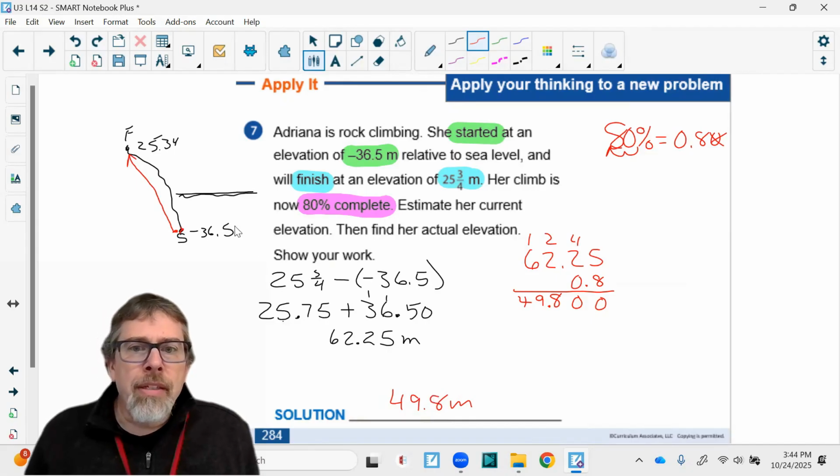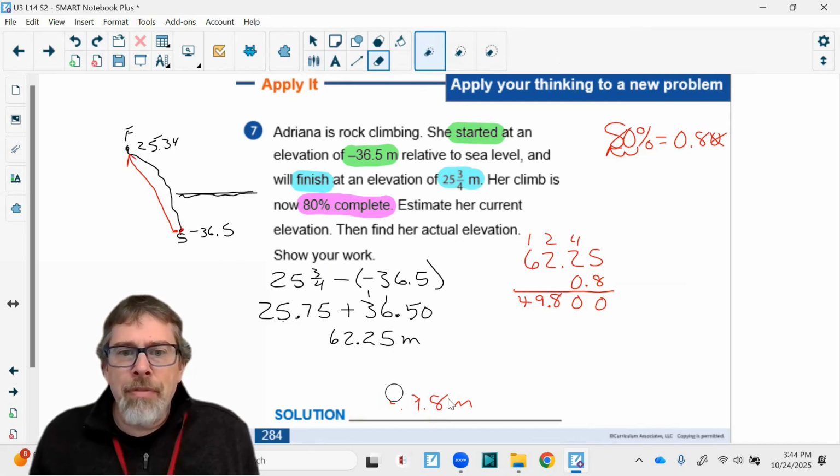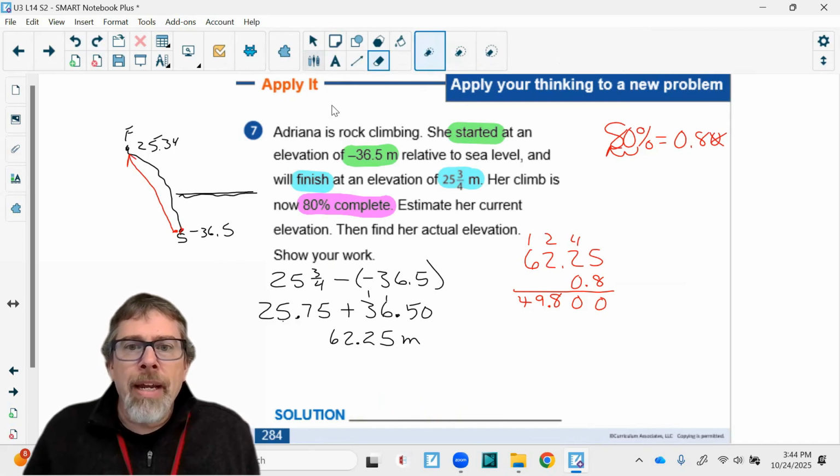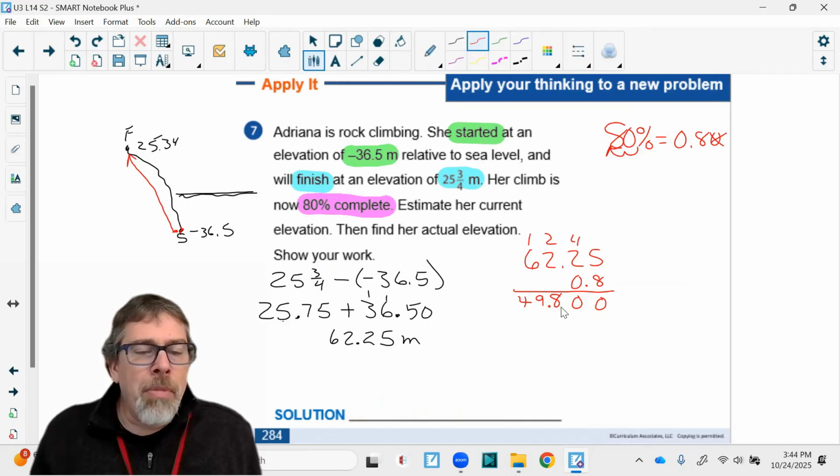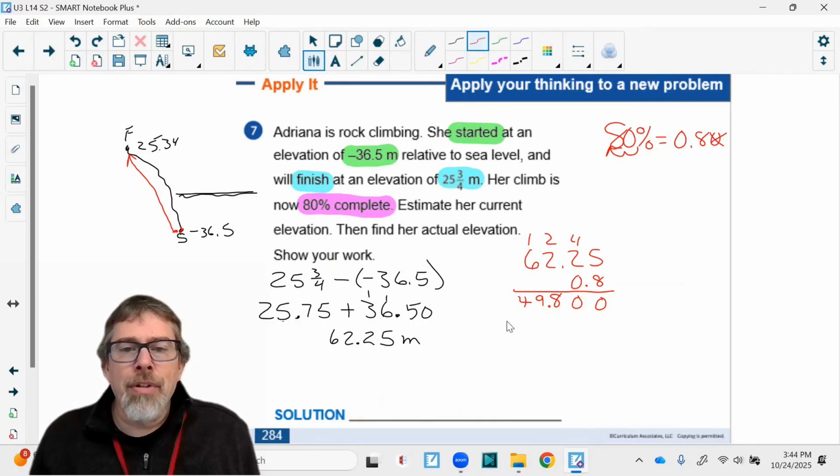That's the total distance. So now I have to, so that's not my answer. Let me get that off that solution line. So my answer is not 49.8 meters. 49.8 meters is 80%. We need to know where she is. What elevation is she at if she goes 49.8 from that negative 36?